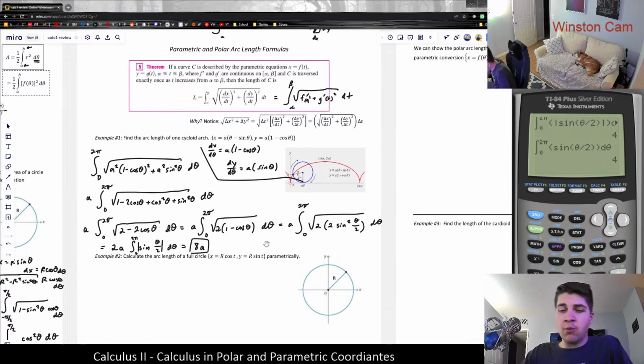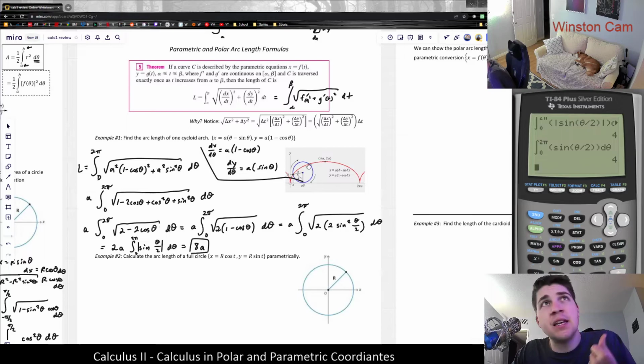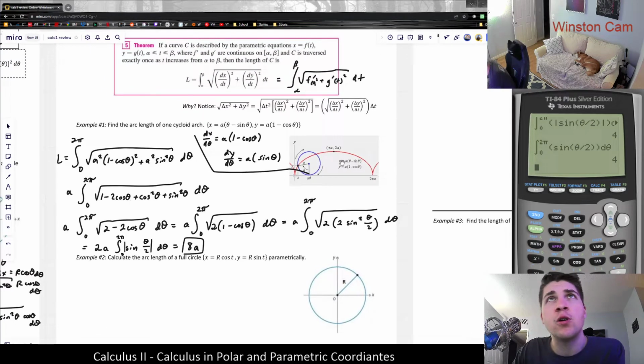And again, what we were doing is calculating the arc length by starting with the formula for the arc length of a parametric curve. What we've concluded is the length traveled was 8 times the a, which was the radius of the circle. For some reason, they were using a instead of r for this radius. So why is this important?